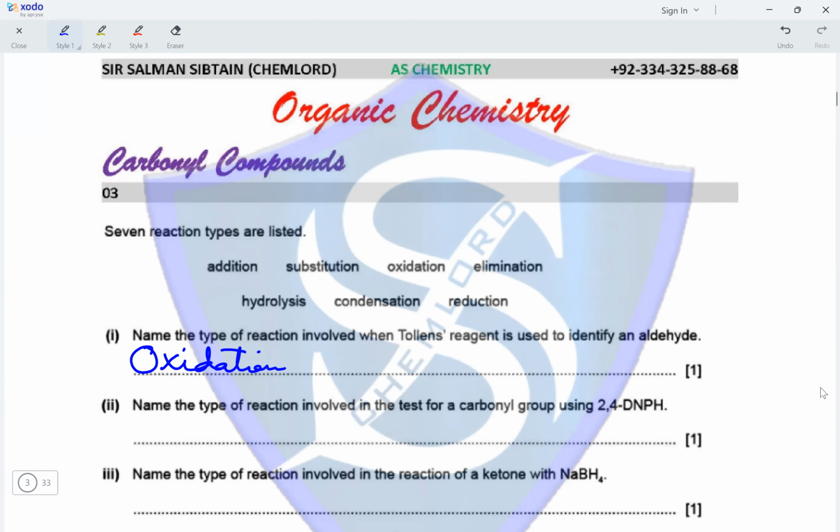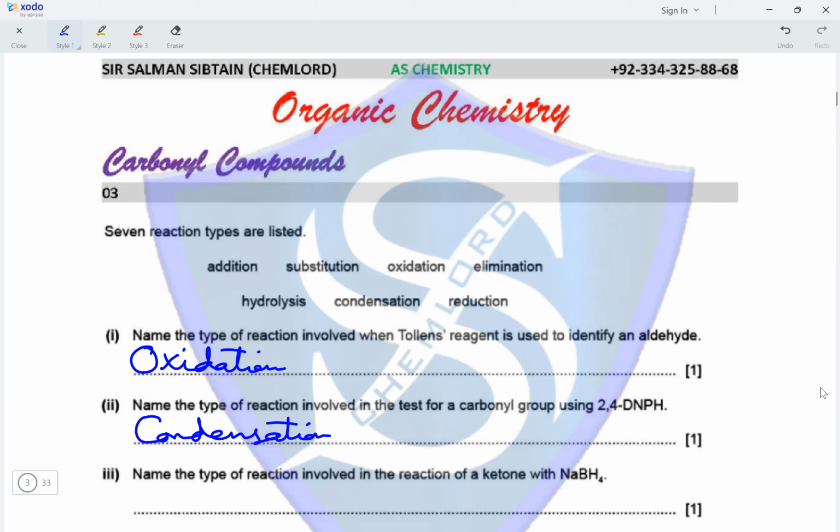Name the type of reaction involved in the test for a carbonyl group using 2,4-DNPH. When 2,4-DNPH reacts with a carbonyl compound, it undergoes a condensation reaction, because the 2,4-DNPH molecule reacts with the carbonyl compound and a water molecule is given off. So this reaction is called condensation.